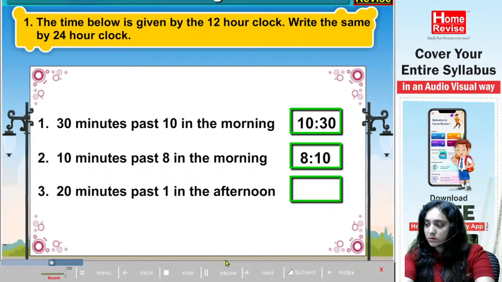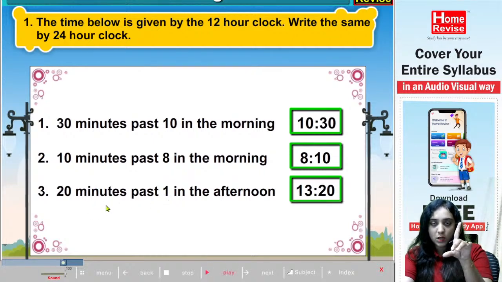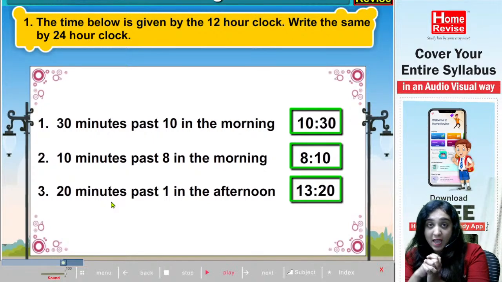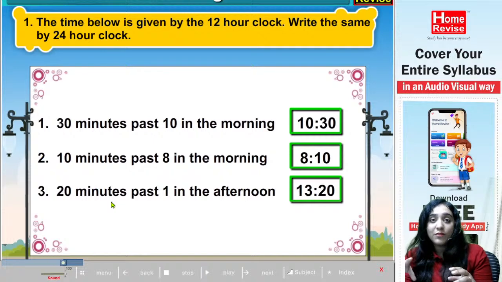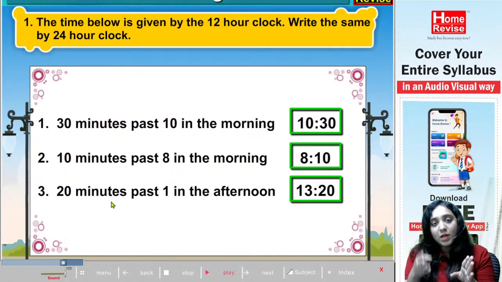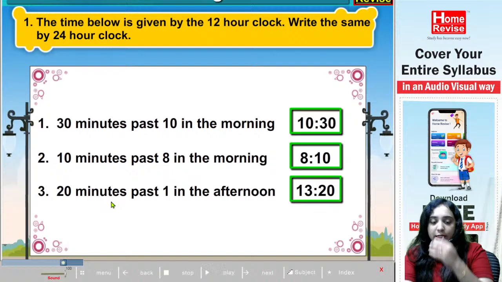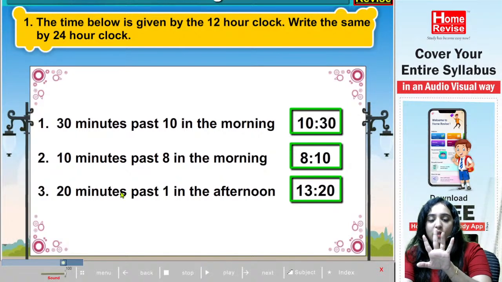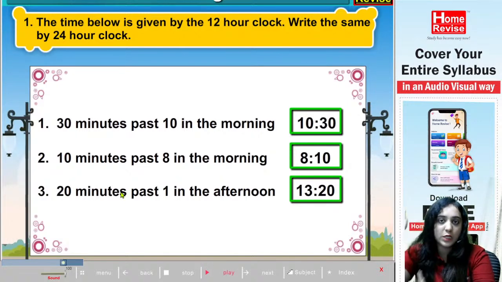20 minutes past 1 in the afternoon. This in 24-hour clock is 13:20. Because, as I've told you, 1 o'clock and 20 minutes in the afternoon, we have to add 12. After 12 comes 1, which means 13. So 13:20. After 12 you do not start again with 1 2 3 4, you continue. So 1 becomes 13, 14, 15, 16, 17, 18 and so on till 24.